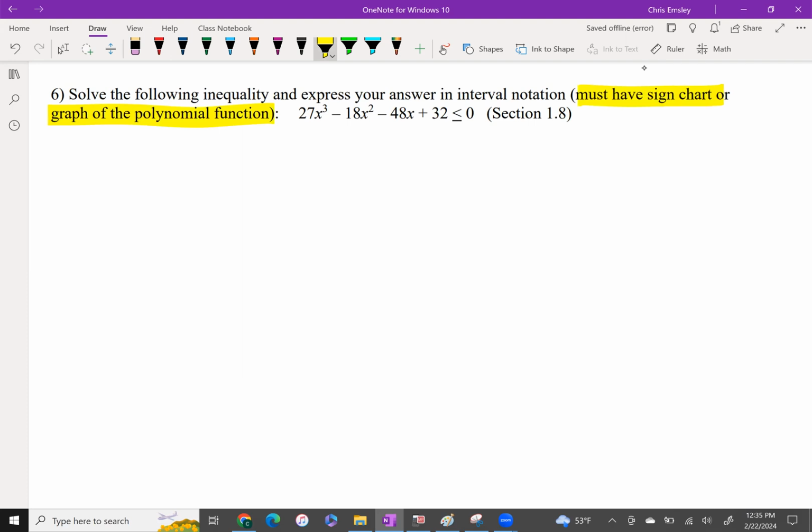One of the common mistakes on this kind of problem is a student just takes this inequality symbol and just applies it all over the place. You can't do that to find your answer. We do have to look at the sign pattern of this actual polynomial.